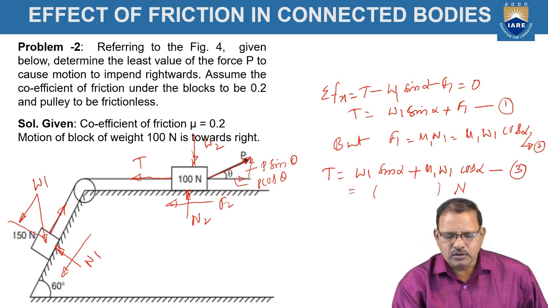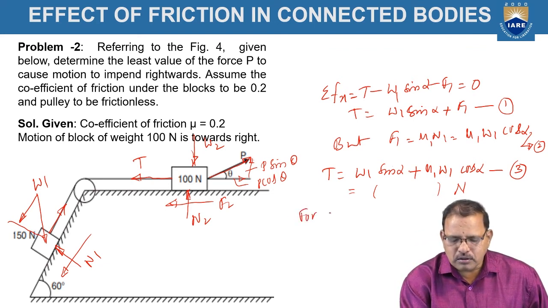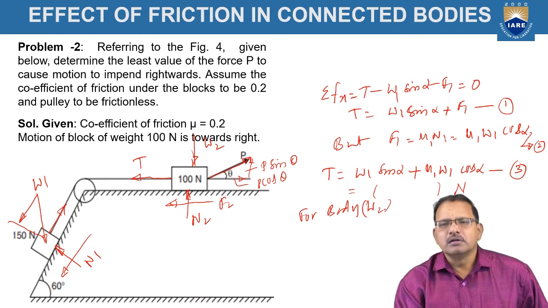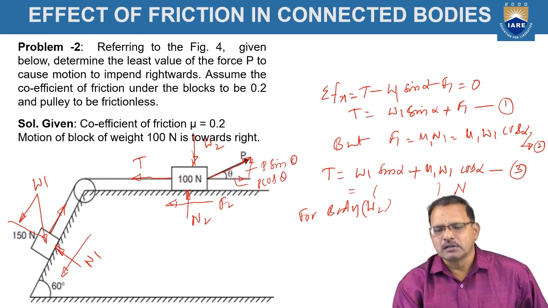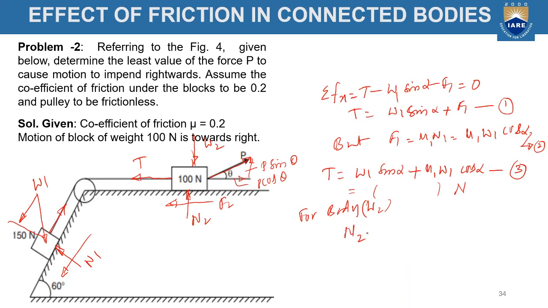For the second case, for body W2, when resolving the forces perpendicular to the plane, N2 is acting in the upward direction, positive, P sin theta positive, minus W2 negative, and it should be equal to 0. Or N2 is equal to W2 minus P sin theta.